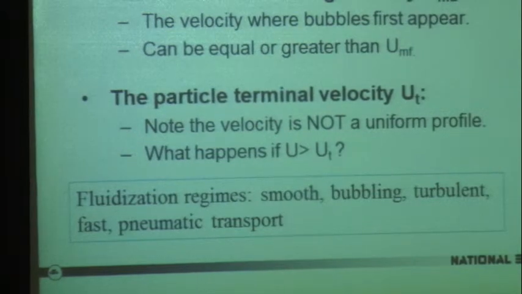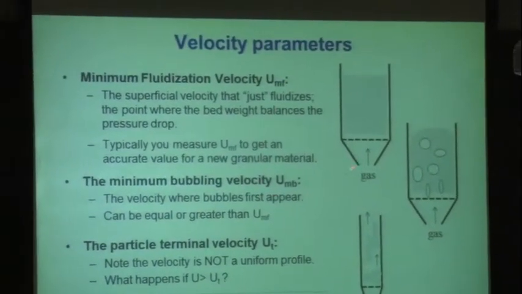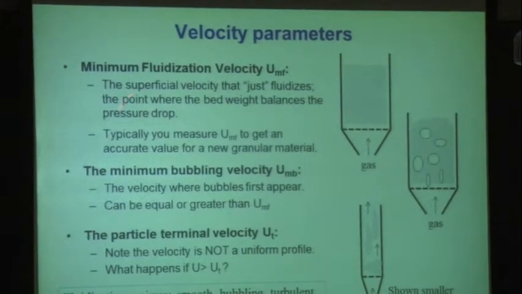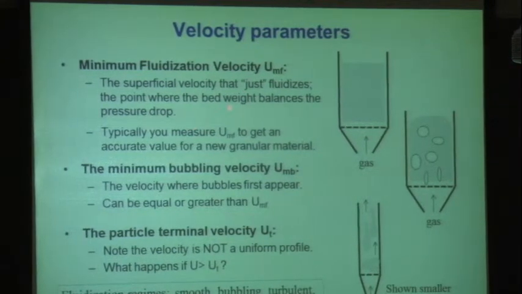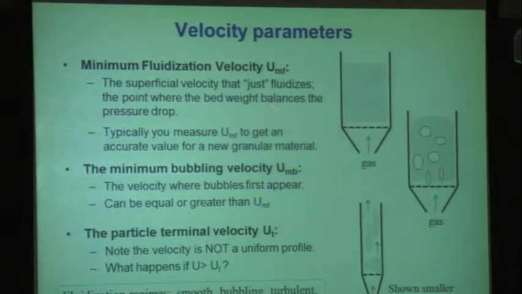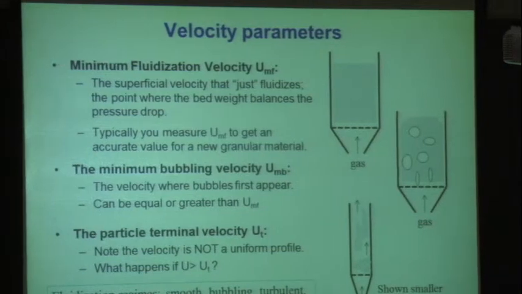So there are parameters that people who work in fluidization use that you'll hear a lot of. The minimum fluidization velocity is the minimum superficial velocity. By the way, superficial velocity is just the bulk gas flow. Imagine that all the particles weren't there. So that's the velocity where you just fluidize the bed, and the weight of that bed balances the pressure drop. And typically with most materials, you just go measure it. You can't predict it or look it up in a chart. There are enough differences in morphology that you need to measure it for a new material.